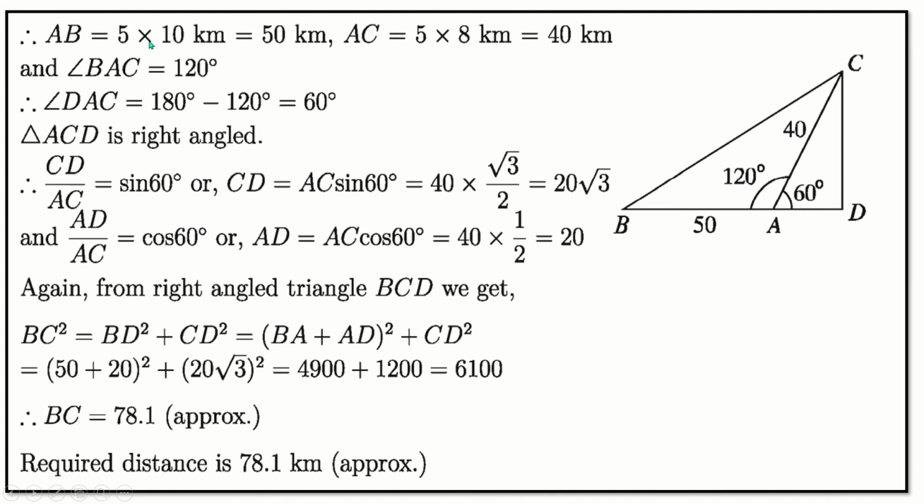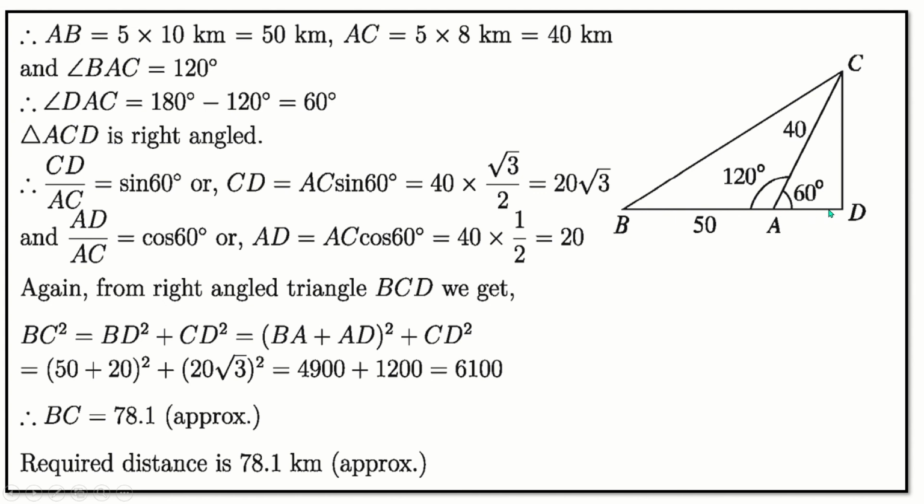So AB is equal to 5 into 10 km, that means 50 km, and AC is equal to 5 into 8 km, that is 40 km, and angle BAC is equal to 120 degrees. Therefore angle DAC is equal to 180 degrees minus 120 degrees, which is equal to 60 degrees. Now, triangle ACD is a right angle triangle, and from here this is the given angle, so CD is the opposite side and AD is the adjacent side.